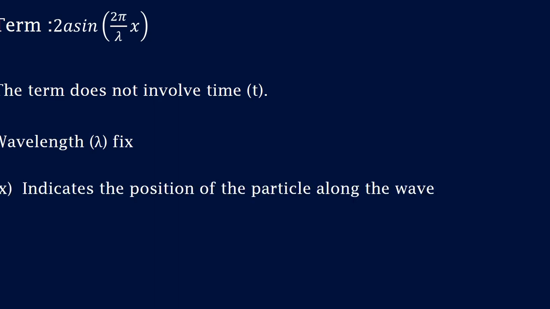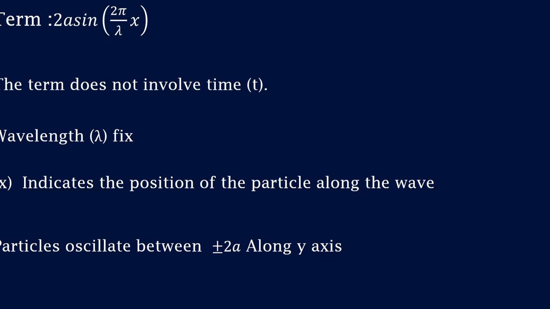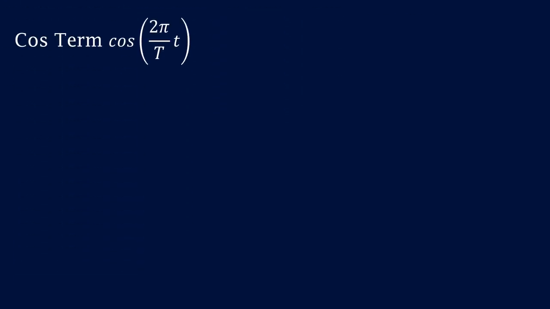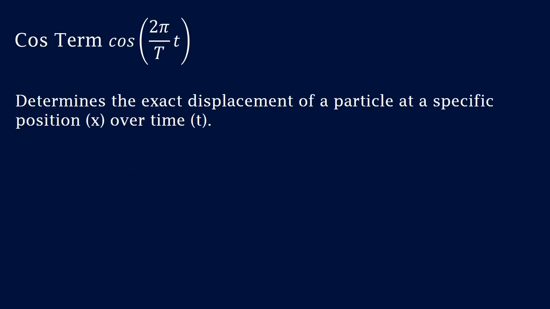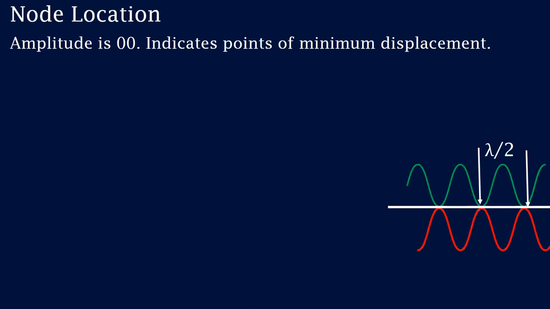Wavelength lambda is fixed. x indicates the position of the particle along the wave. The particle oscillates between plus or minus 2a. The cos term, cos of (2 pi upon capital T into t), determines the exact displacement of a particle at a specific position x over time t. It describes the up and down motion along the y-axis. Note that the frequency of a standing wave is equal to the frequency of the superposing waves.